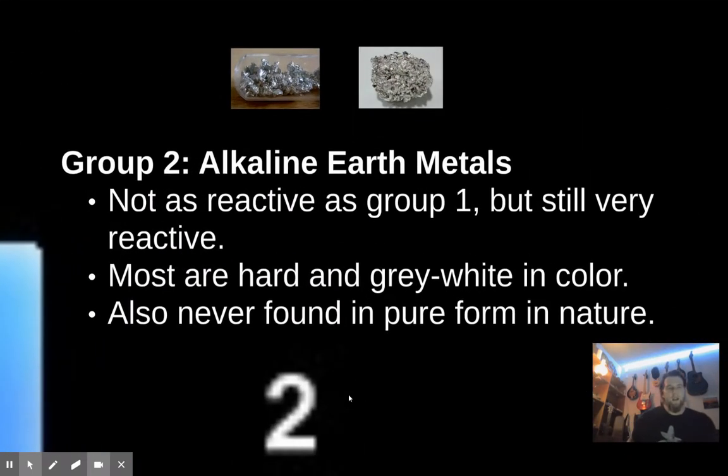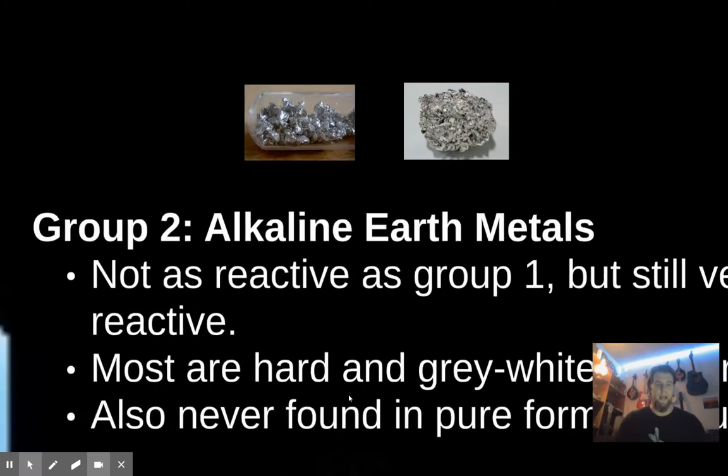All right. So group 2, that second column, is the alkali earth metals. So they are not as reactive as group 1, but they are still very reactive. And most are hard and gray and white in color. And also, once again, they're never found in their pure form in nature. These are another group that chemically combine a lot of times with oxygen to create different oxides.